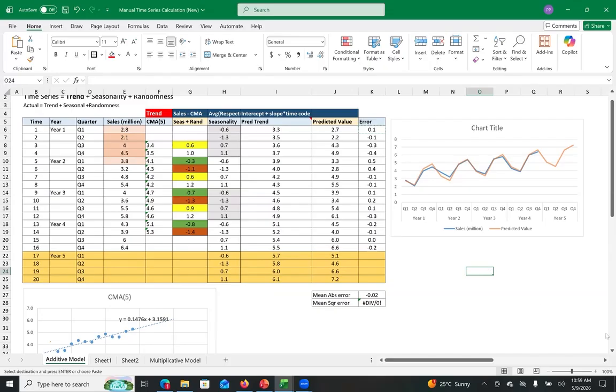Okay, the same way, once this is done, we can obviously calculate the mean absolute error and mean square error, but we will do that later. Let's quickly go to the multiplicative model.